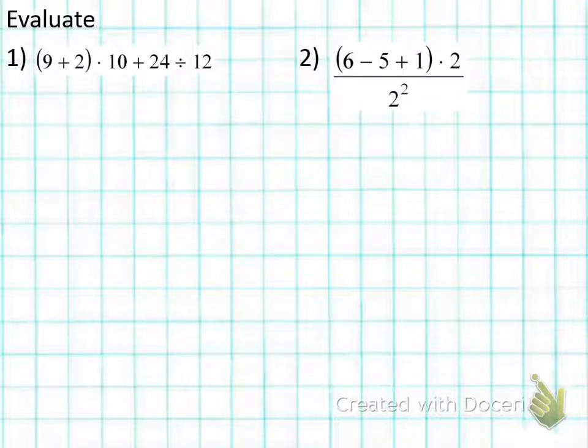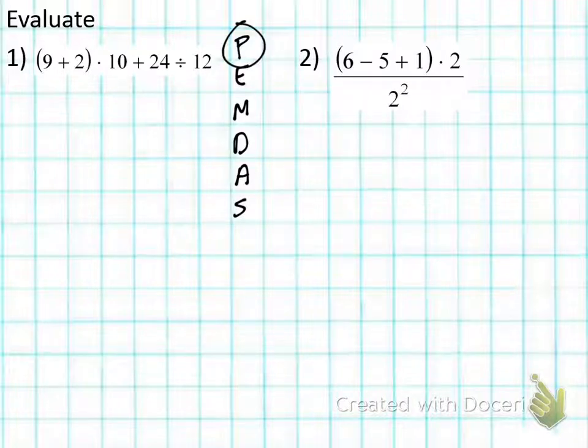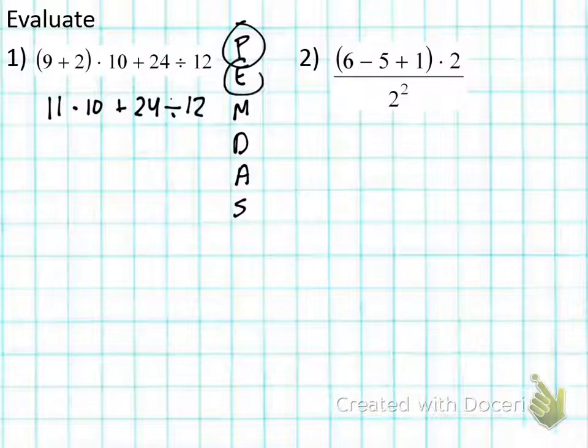Okay, first thing I want to do is on number 1, I'm noticing we have 9 plus 2 in its own parentheses times 10 plus 24 divided by 12. So the first thing I'm going to do is write down PEMDAS on the side, okay? And I'm just going to go down the list and ask myself, are there any parentheses? Yeah, there are parentheses to deal with. So 9 plus 2 is 11, so we got 11 times 10, and I'm writing the rest of the problem down, plus 24 divided by 12. Next thing I'm going to do is ask, are there any exponents? There aren't, so I'm just going to cross them out as I go.